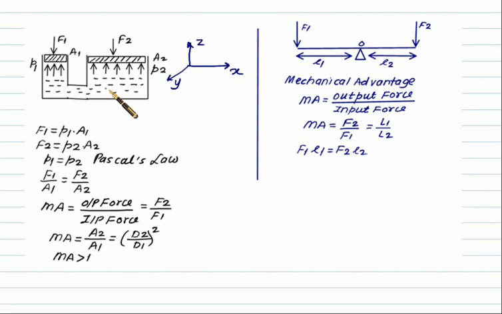This arrangement is commonly used in a hydraulic brake. The advantage is that we apply very little force on the pedal, and we get a large force on the brake shoe, and therefore the mechanical advantage will be greater than 1.